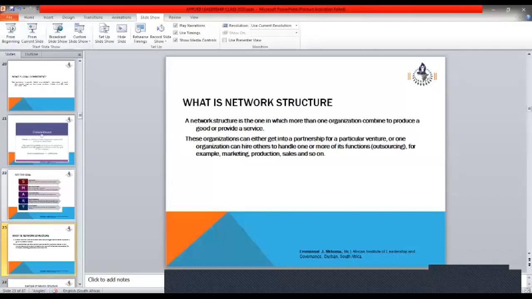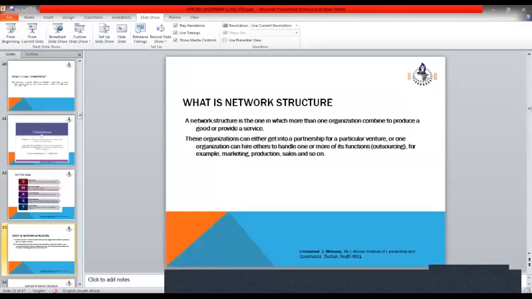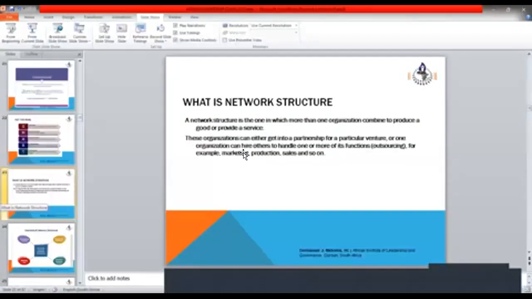In other words, we have an entire team, but the most important thing is having a network structure. Whenever you are starting a business, you have to consider network structures: what you need to do and who you need to work with to achieve your goals. Most people always want to work alone and they forget the network structure.